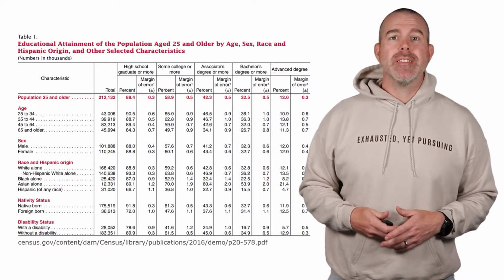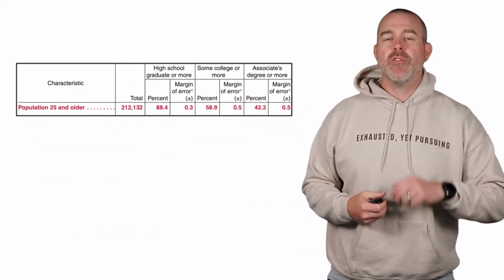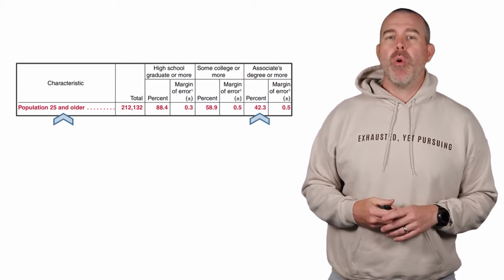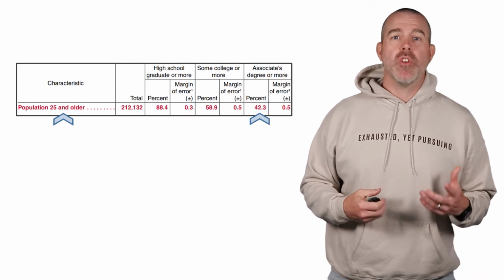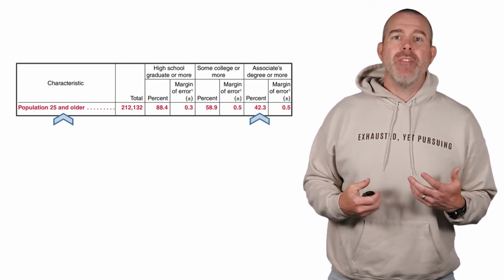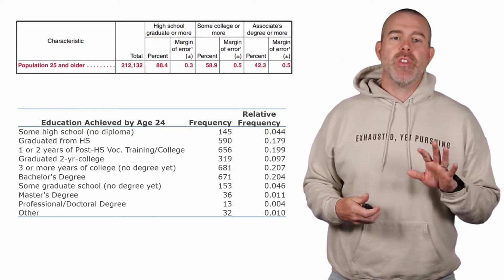I have some US Census data. Specifically, I have education data. This is for population ages 25 and older, and about 42.3% have at least an associate's degree. And we have a database we can compare. We have the children of immigrants, and I have this table for the children of immigrants.